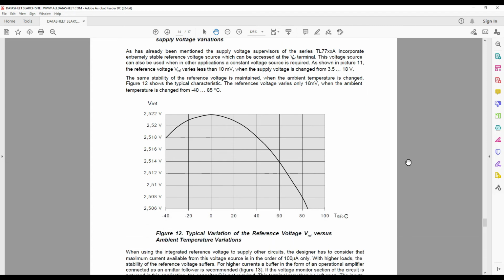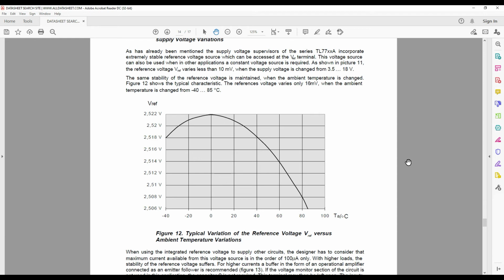When using the integrated reference voltage to supply other circuits, the designer has to consider that the maximum current available from this voltage source is in the order of 100 microamps only. With higher loads, the stability of the reference voltage suffers. For higher currents, a buffer in the form of an operational amplifier connected as an emitter follower is recommended.